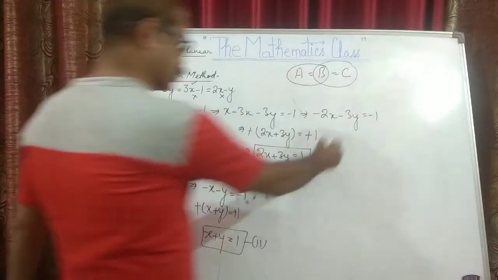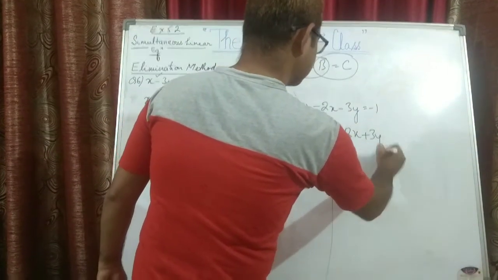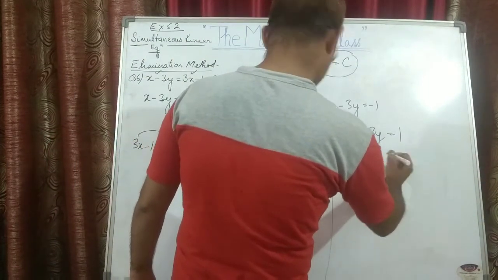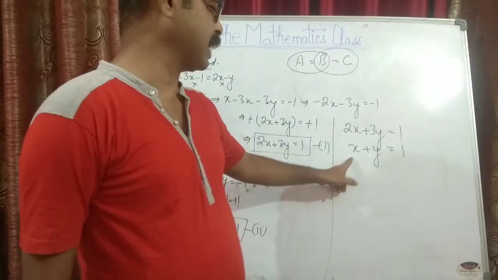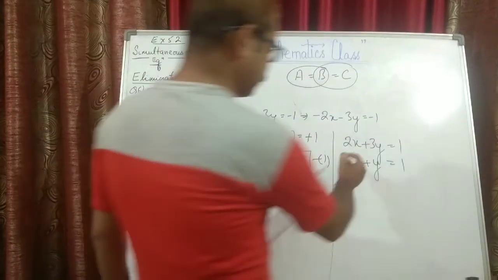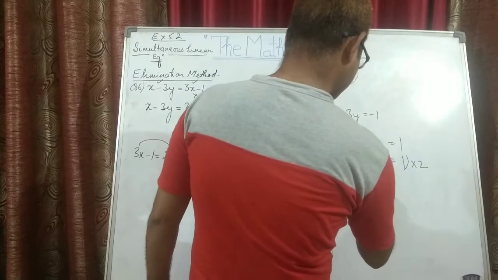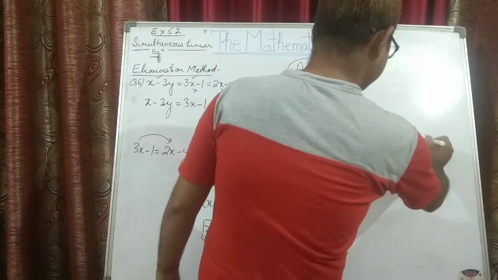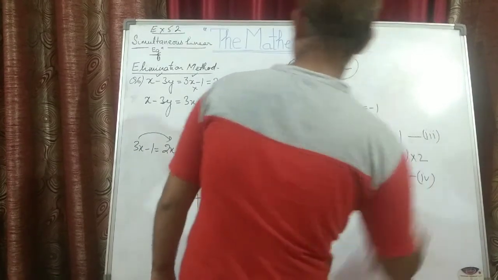Now simply we have to solve these equations. You can see first is 2x plus 3y is equal to 1, and second is x plus y is equal to 1. If the second equation is multiplied by 2, we can equate the coefficients of x. So I am multiplying this whole equation by 2. So now we will get 2x plus 2y is equal to 2. Let this be known as equation number 3 and this as equation number 4.